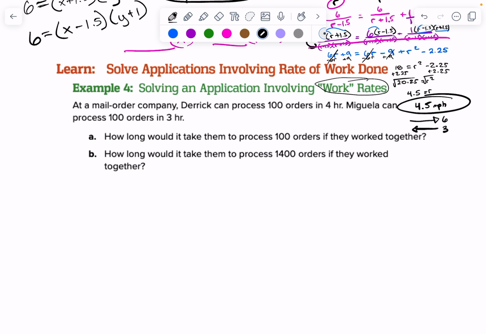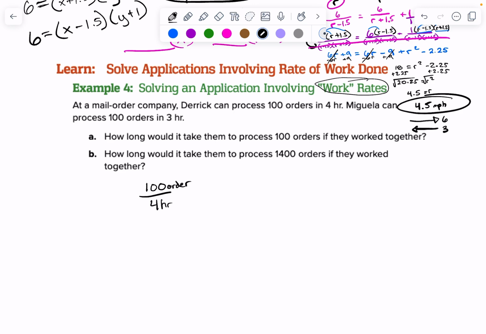Okay, so I'm going to kind of write that as a rate, like 100 orders per 4 hours, right? Like that would be like miles per hour or whatever, but this is orders per hour, right? So 100 orders per 4 hours. So 100 orders in 4 hours. We could reduce that if we wanted to and be 25 over 1, but let's just wait a second.